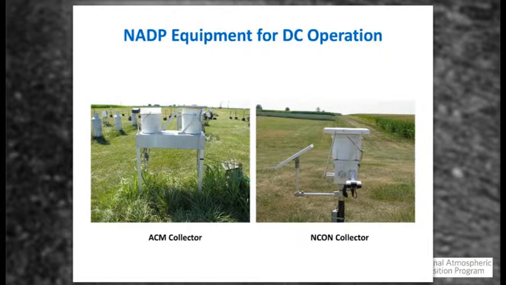Next slide, please. The two different collectors that we have within the NTN network are the Aerochem collector and the Aerochem-Incon collector. The two bucket system is the old Aerochem collector, and the new one is equipped with an optical sensor, called the Incon.